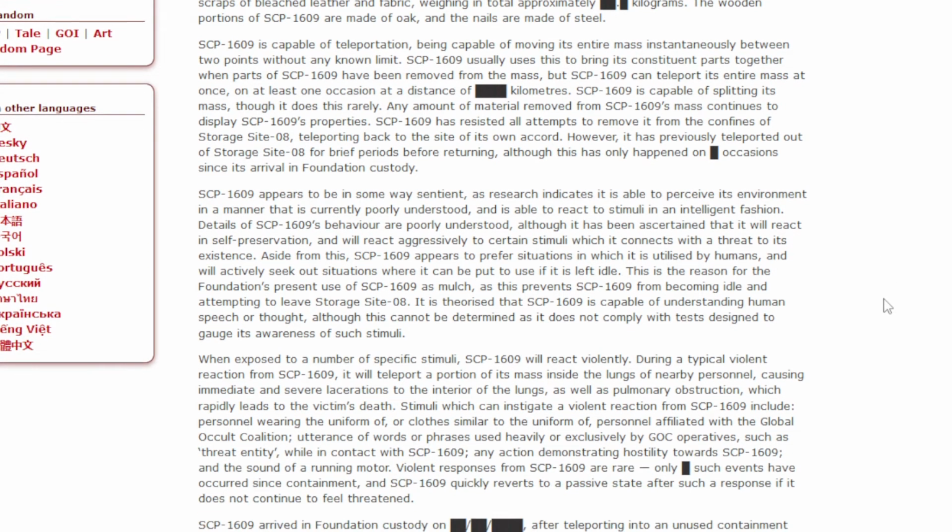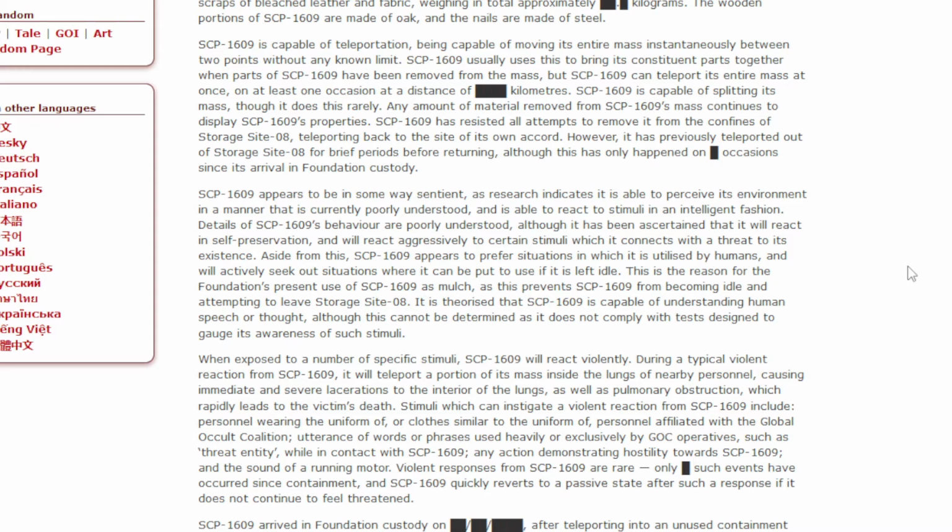1609 appears to be in some way sentient, as research indicates that it is able to perceive its environment in a manner that is currently poorly understood, and able to react to stimuli in an intelligent fashion. Details of 1609's behaviors are poorly understood, though it has been ascertained that it will react in self-preservation, and react aggressively to certain stimuli which it connects with a threat to its existence.